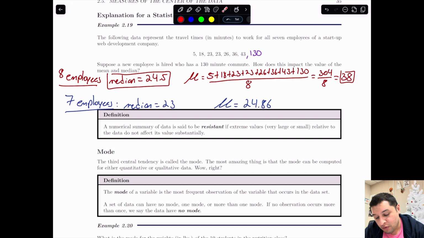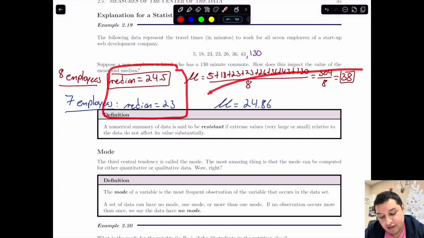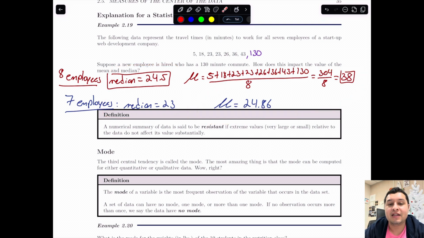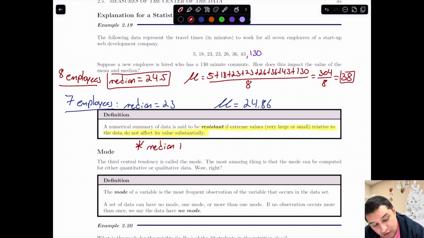So when this happens, we usually say that the median is resistant, and in this case, the mean is not resistant. It means that it gets pushed left and right because it's not resisting what's happening here. A numerical summary of data is said to be resistant if extreme values, very large or small relative to the data, do not affect the value substantially. And in this example, the median is resistant.